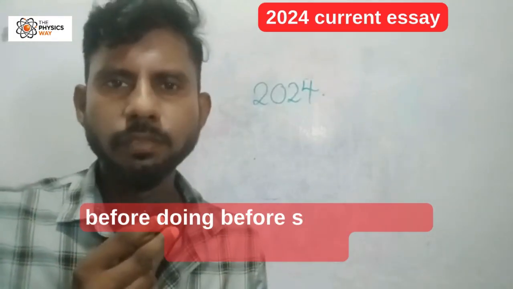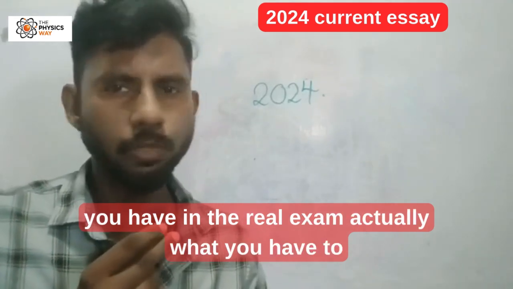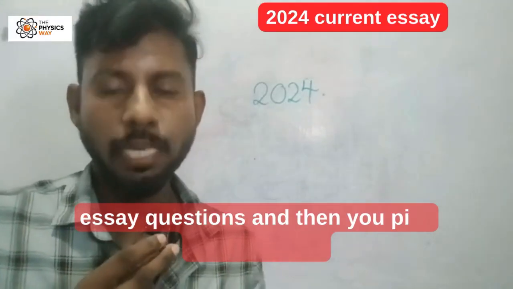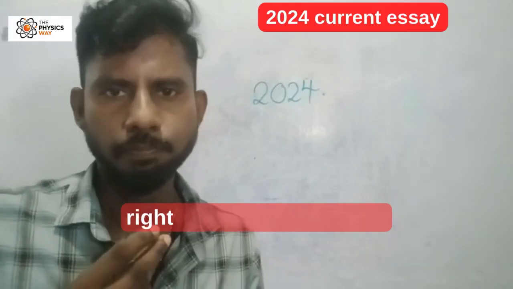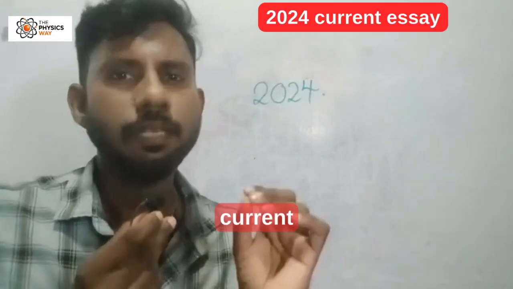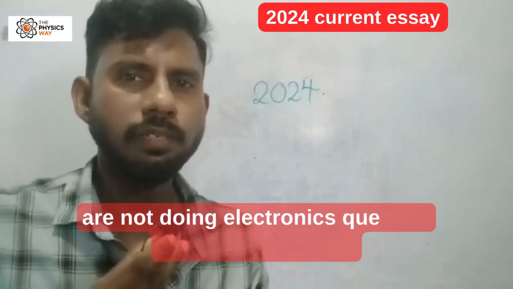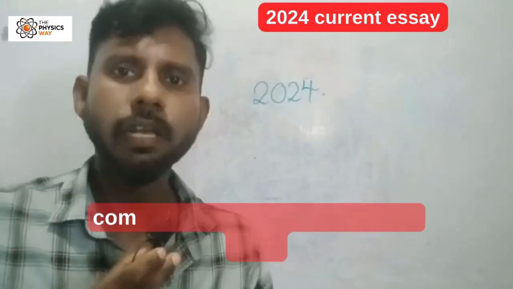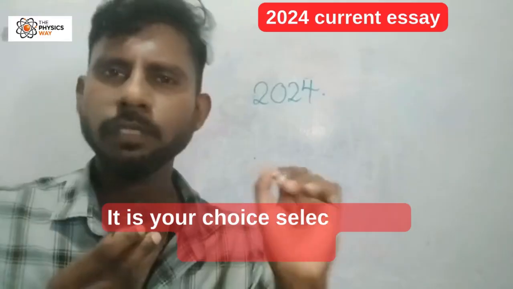So before selecting this question, in the real exam, what you have to do is at least cover 10 to 15 essay questions and then pick this question. Once you have the confidence to pick the question, it's always better, right? No worries with that. If you pick current electricity questions, you are not doing the electronics question. If you really know your theories, when it comes to calculations, it's really easy. So accuracy is very high. It's your choice selecting the question.